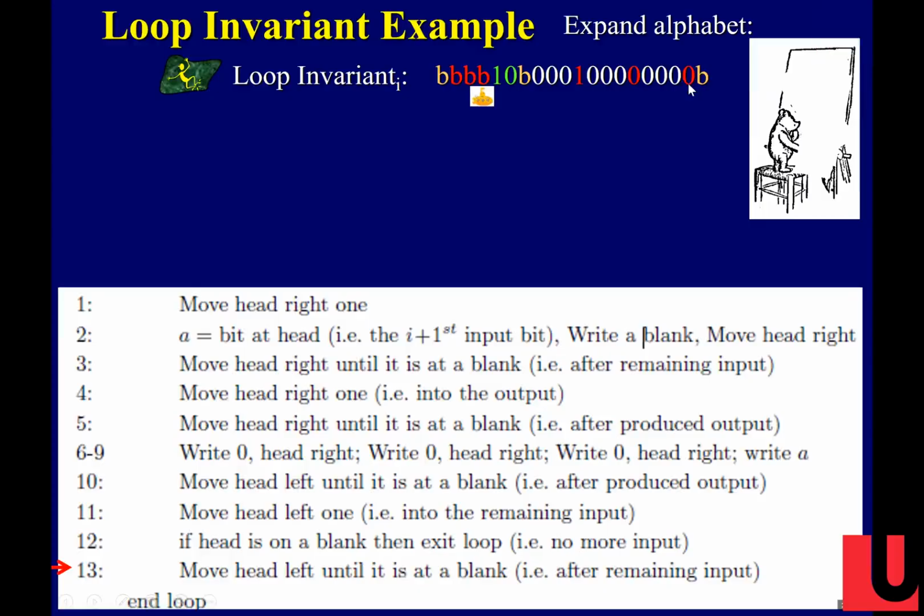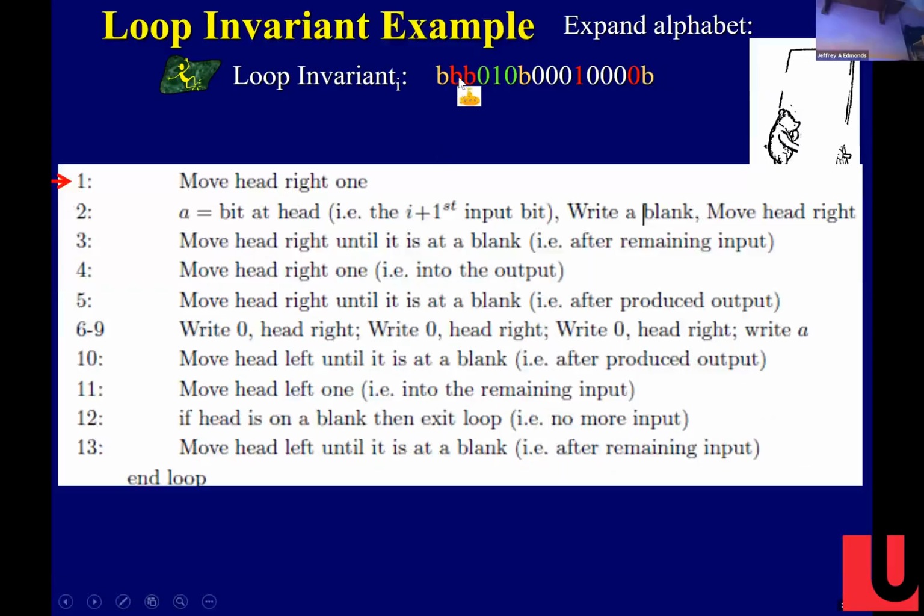So on line 5, it was at the last blank, right? I don't know where it was at line 5. It was either at this blank or at the end. Here, yeah, on line 5 we moved right until we're at a blank. So here we moved right past these and got to this blank. Yeah, so on line 5 it was at the end.